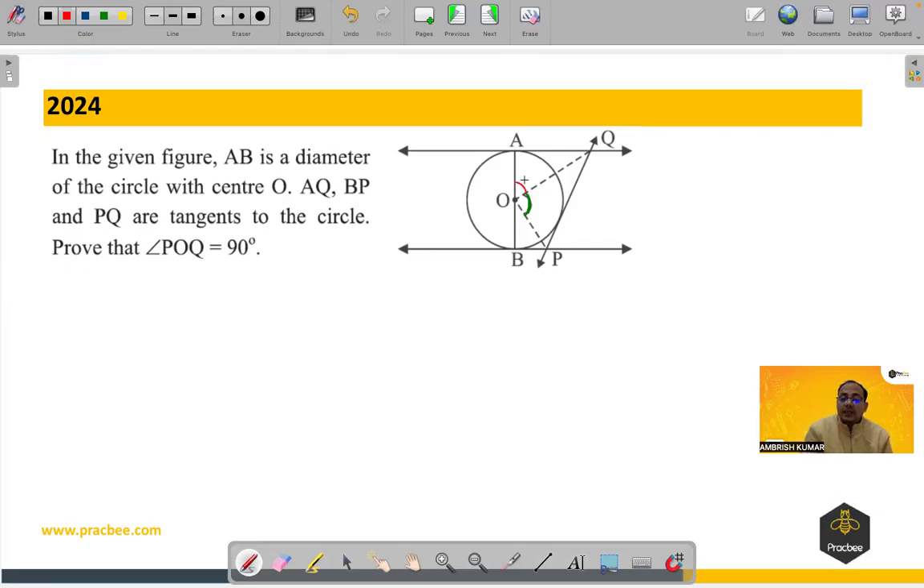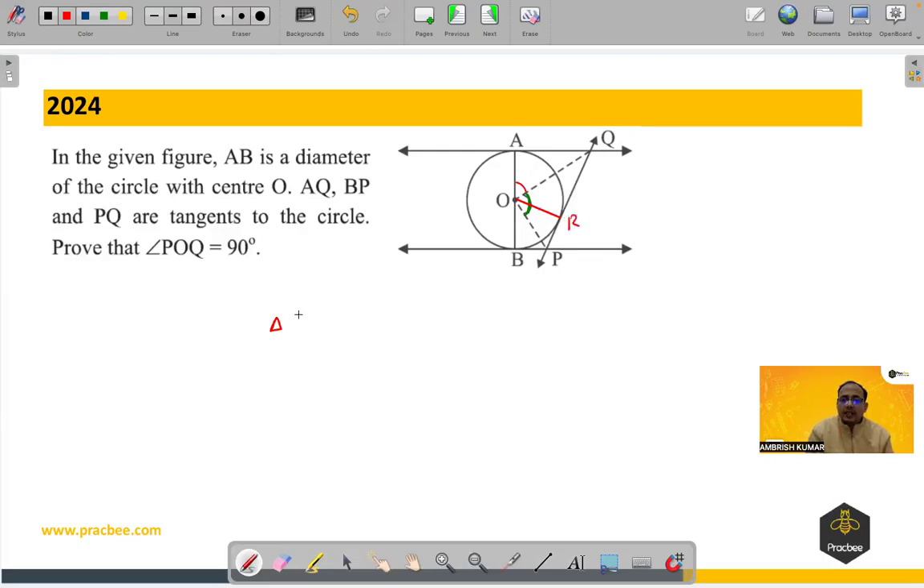You can give some name and then you do one thing. This point of contact is joined with O. Okay. So look what we can do actually here. This triangle, and this point we can give some name like R.